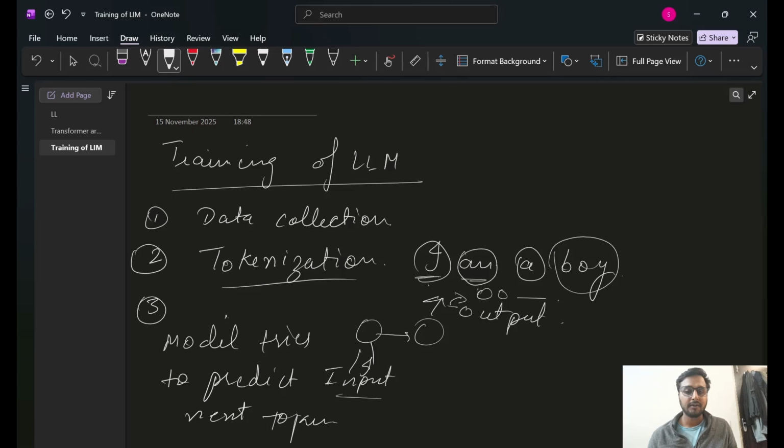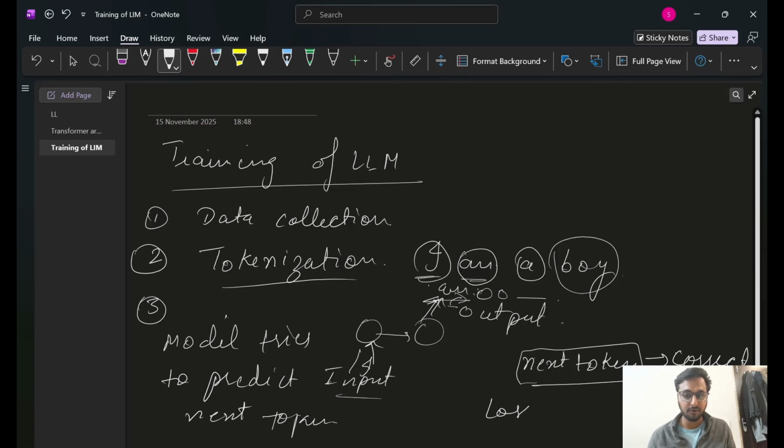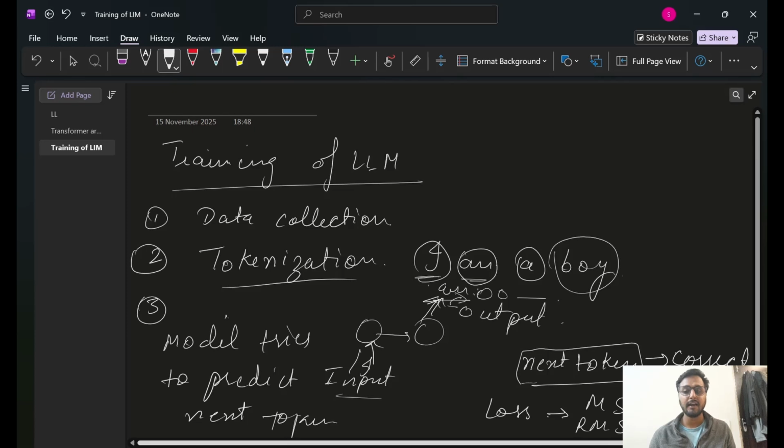So "I" is passed to the encoder block, and "am" we will get in output. But not every time it will give us "am". When our model predicts the next token, it compares the next token with the correct answer. If it is wrong, then we compute something called loss. There are many kinds of losses that we already know, like mean squared error, root mean squared error, and other losses.